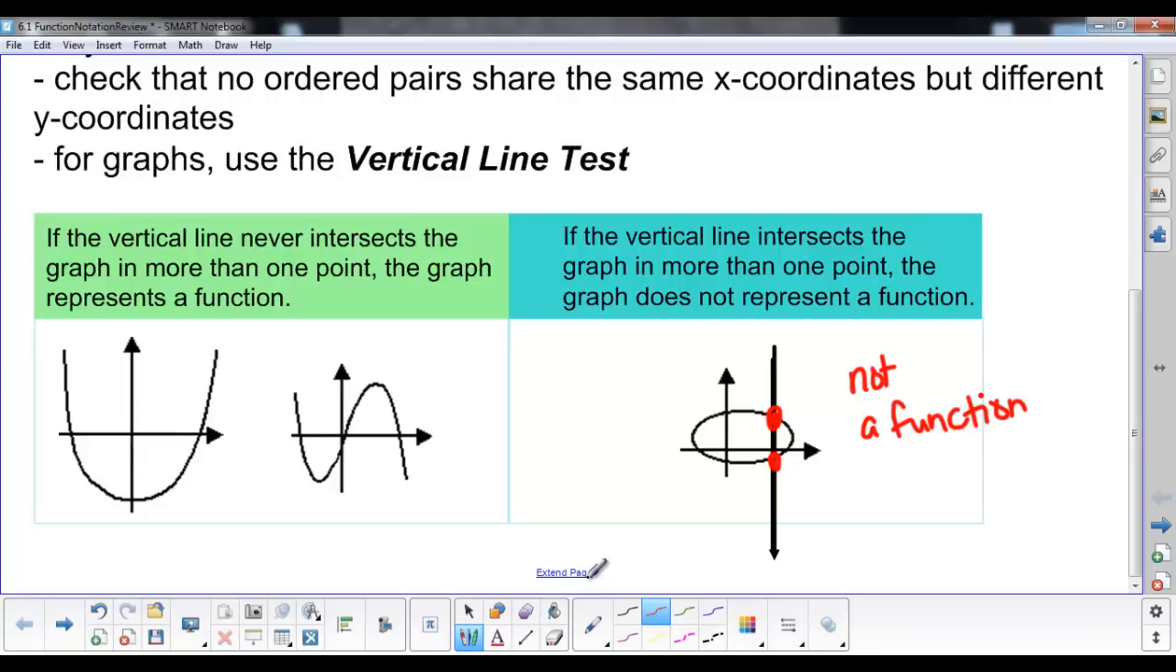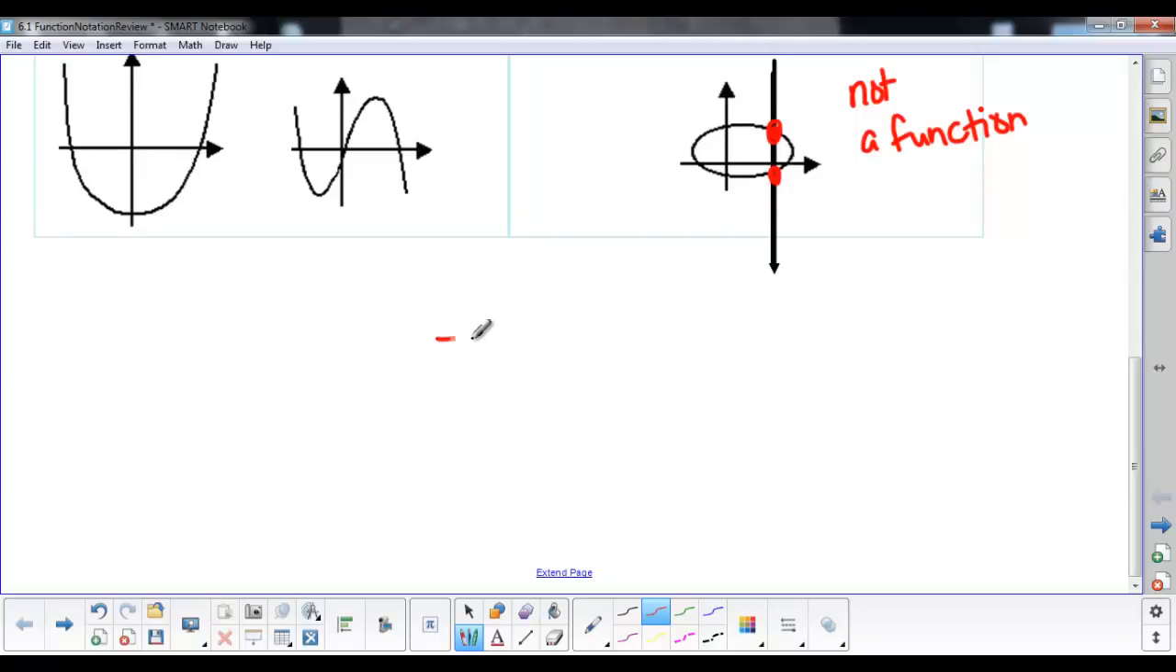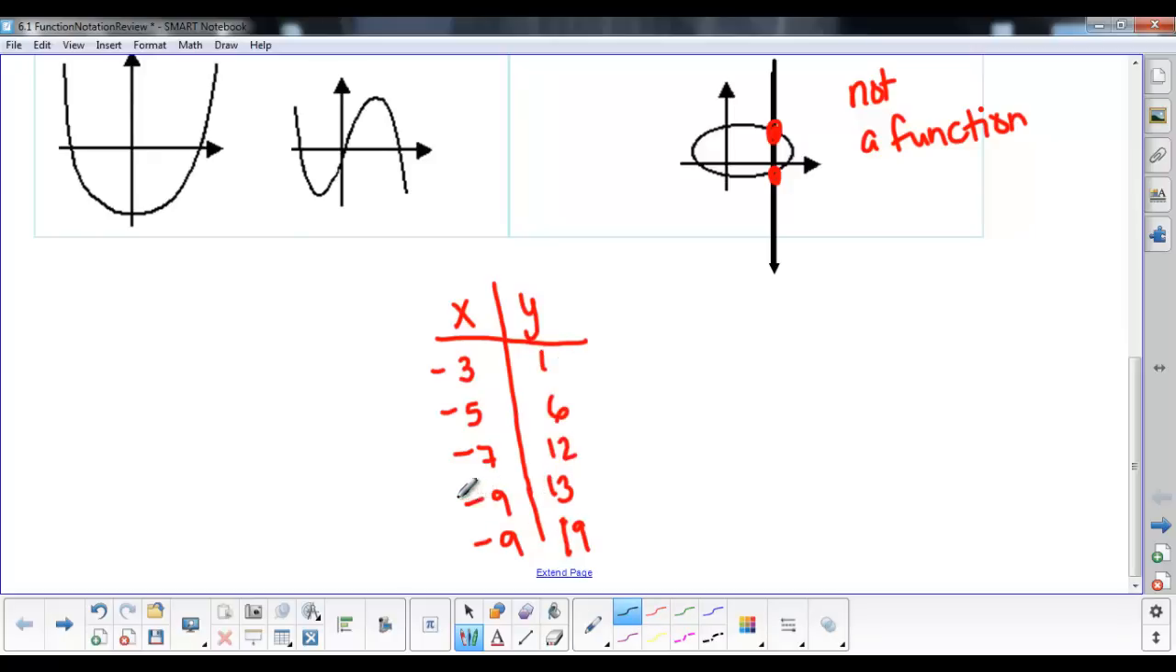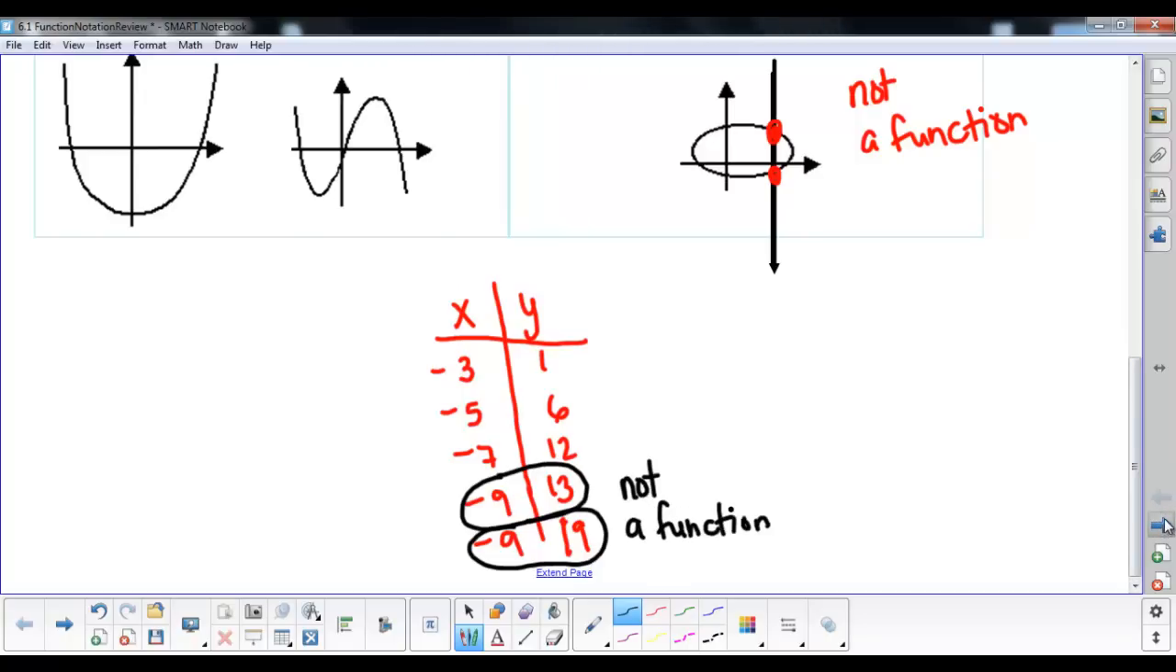There are other ways to tell whether something is a function or not. Let's say, for example, you had a table of values with x values and their corresponding y values. Again, I'm just making these up. You can see that our x value of -9 has a y value of 13. Our x value, again, of -9 has a y value of 19. So here we have one x value with two different y values. So again, if we plotted it out, this would not be a function. Those are two ways that you can tell whether something is a function or not.